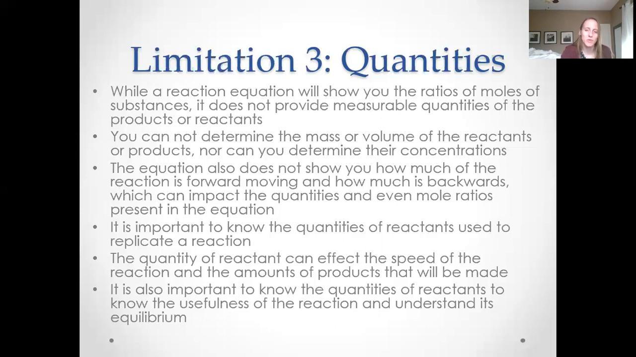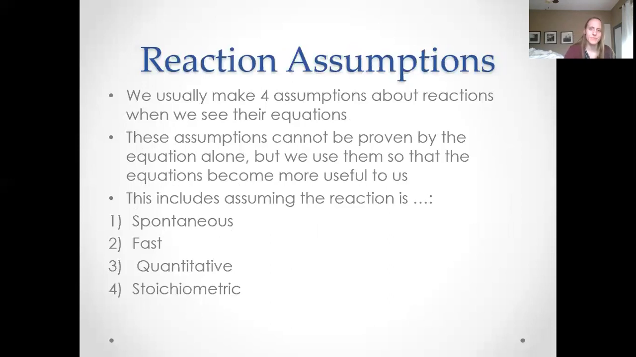Knowing the actual quantities of the products and reactants also tells you something about its equilibrium, which we talked about in the last unit, like how strong the forward reaction is compared to the reverse reaction. All of that can be determined using quantities, but you can't determine the quantities from the chemical equation alone. You have to actually have written down somewhere, I used 44 grams of molecule A or whatever. Okay, so that's it for the limitations.